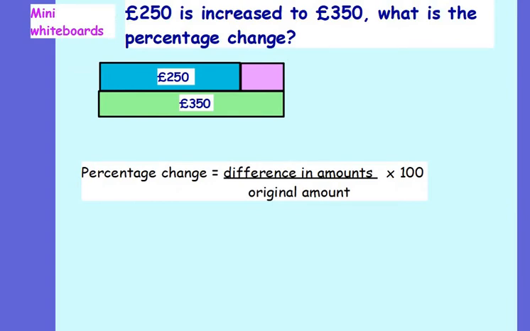Okay, mini whiteboards for me. £250 is increased to £350. What's the percentage change? I've drawn you a little bar chart to help you out. Pause the video and work it out now.